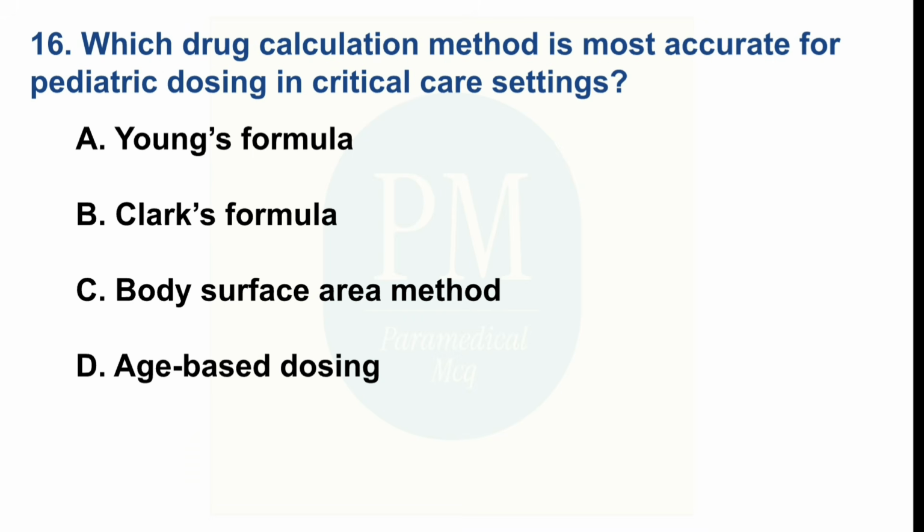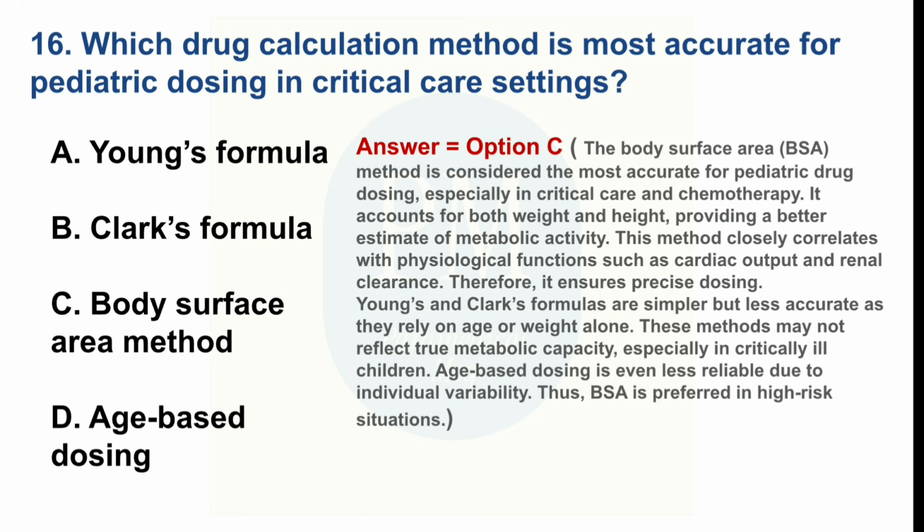Which drug calculation method is most accurate for pediatric dosing in critical care setting? Option A, Young's formula. Option B, Clark's formula. Option C, body surface area method. Option D, age-based dosing. The correct option is option C. Body surface area method.